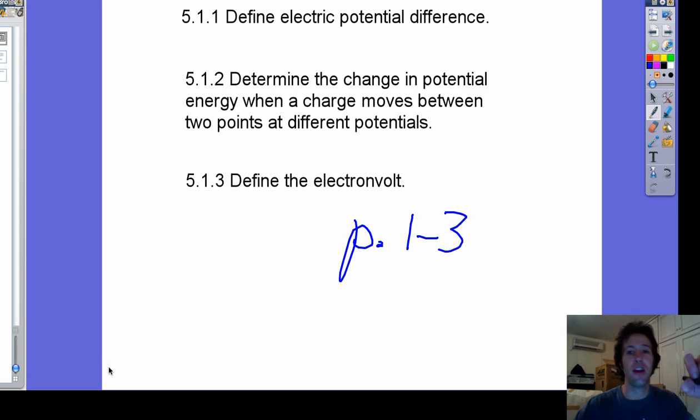We're moving on from static to current electricity. So in this video, we're going to talk about electric potential, or voltage, and when a charge moves from one voltage to another, how much energy it gets. And another form of energy that we can use is the electron volt. If you're using your ISM Mike Dickinson packet, you can follow along on pages 1 to 3.